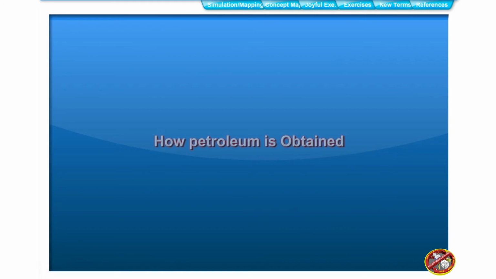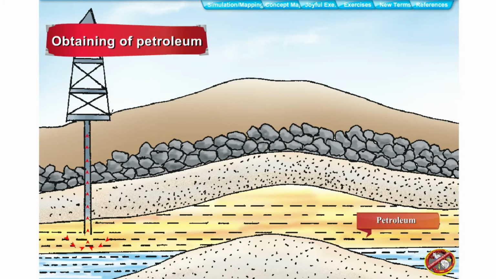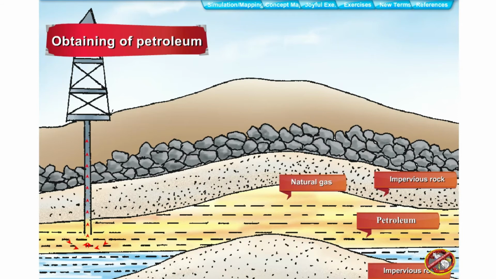How petroleum is obtained? Petroleum occurs deep under the surface of Earth, between two layers of impervious rocks. Natural gas occurs above the petroleum oil trapped under the rocks. We see that the layer containing petroleum oil and natural gas is above that of water. Why is it so? Petroleum and natural gas are lighter than water and do not mix with it. At such places, petroleum is obtained by drilling holes called oil wells into the Earth's crust by machines called drilling rigs.